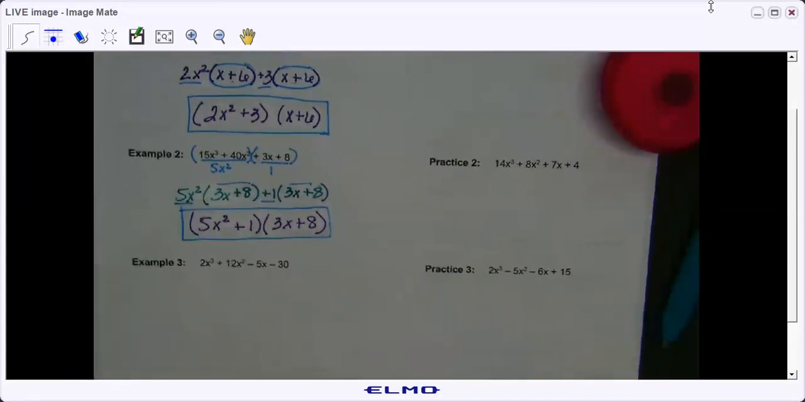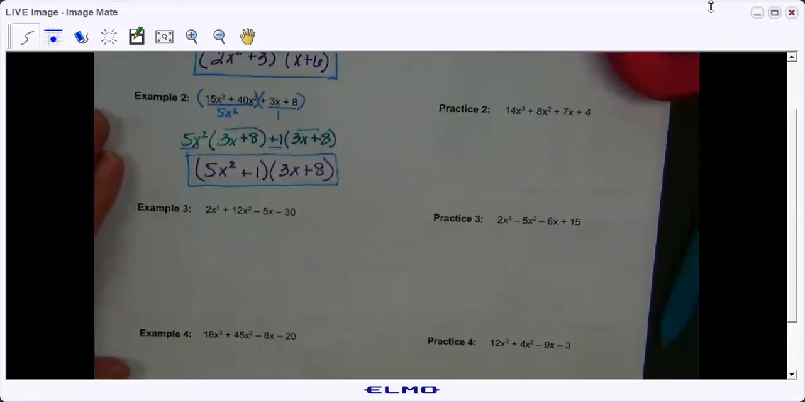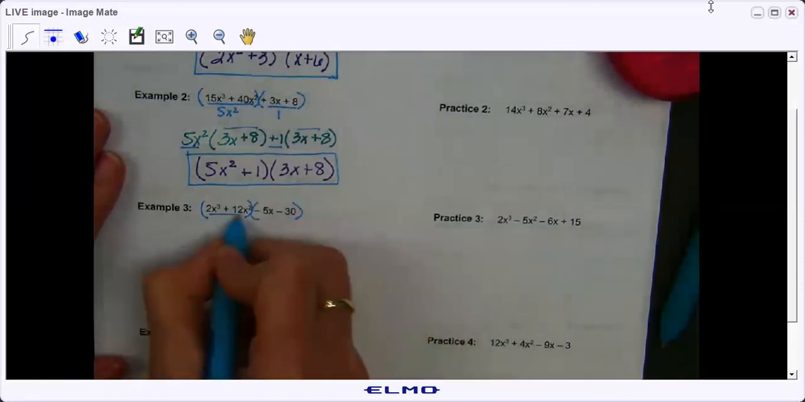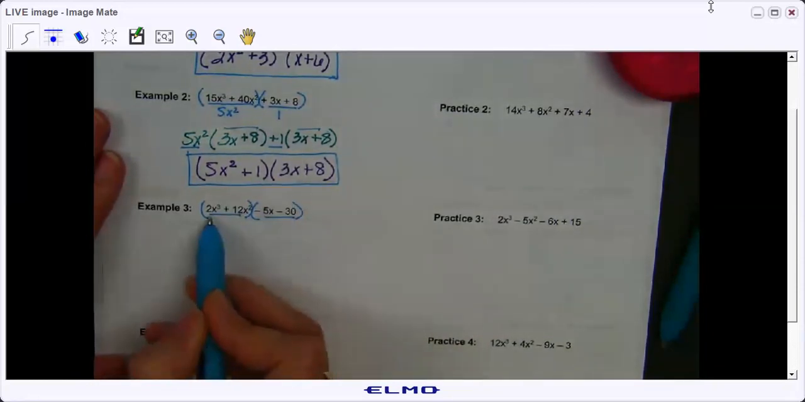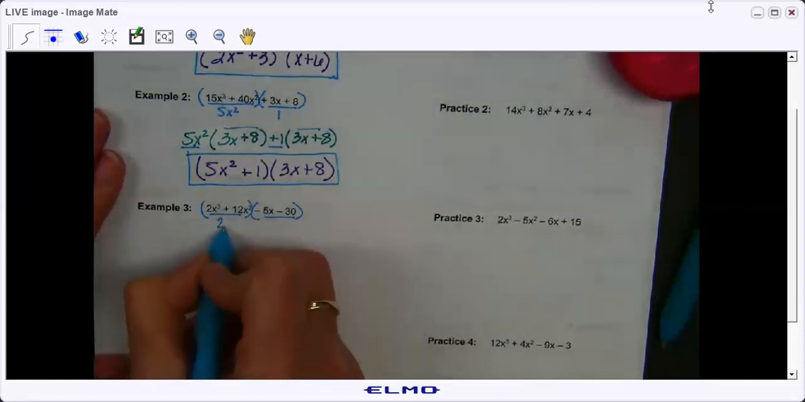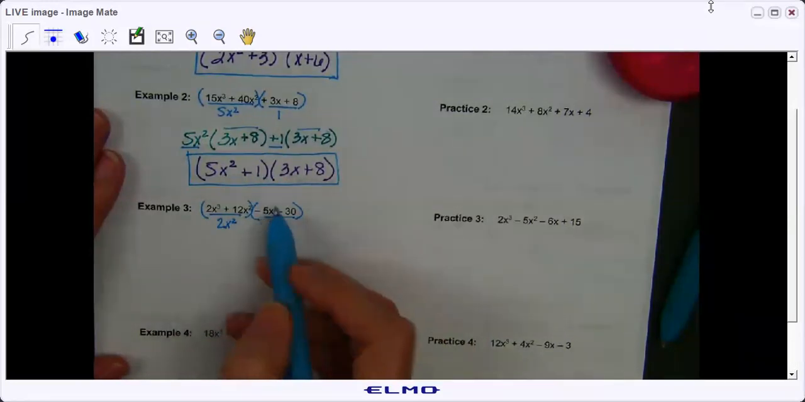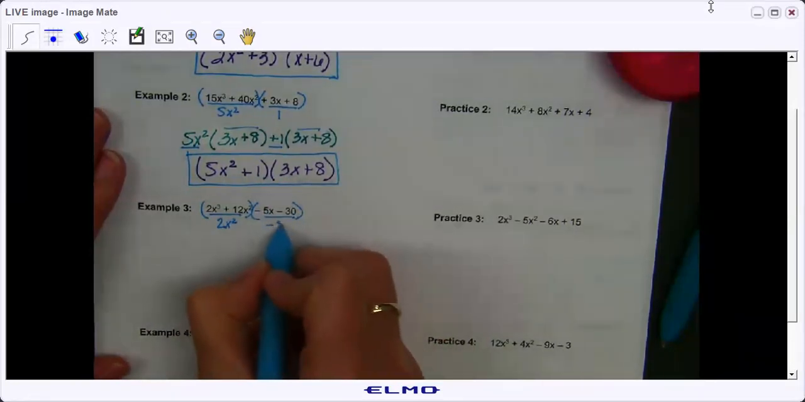All right, let's go down to example 3. I'm going to group. Then I'm going to factor out my GCF. In my first set, I'm going to factor out a 2x squared. And then over here, because this first number is a negative, I'm going to factor out a negative, and it's going to be a negative 5.